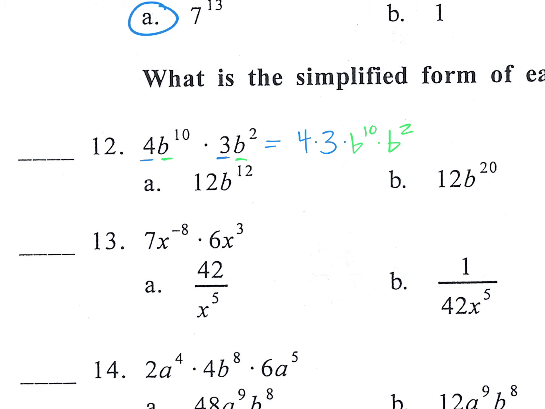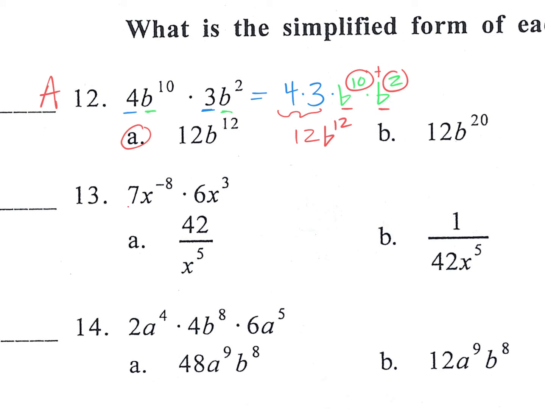Okay, now I can simplify. 4 times 3 is 12. Same base for the b's, so that tells me add the exponents. 10 plus 2, I get b to the power of 12. 12b squared. This is answer choice A.